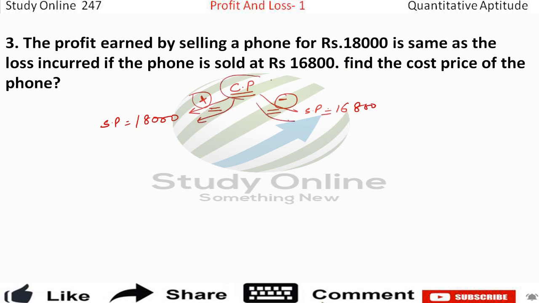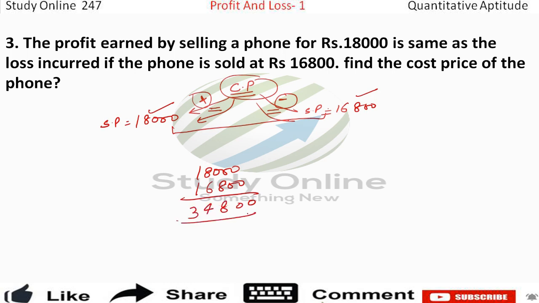That means cost price is in the middle of these two numbers. So the basic idea which I used to solve is I'll just add these two and divide by 2. That is, I'll add 18000 and 16800, because cost price is just in the middle of these two. And I just divided it by 2. So your answer would be 17400. There are many other ways to solve this question, but this is the easiest one.